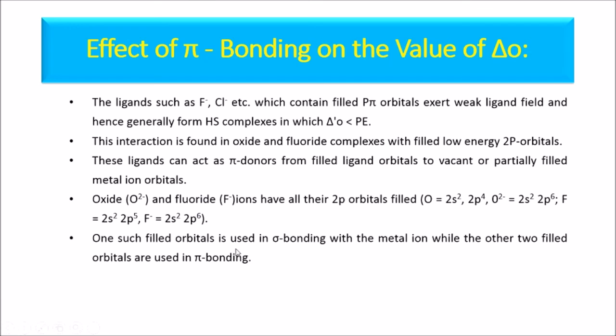One such filled orbital is used in sigma bonding with the metal ion, while the other two filled orbitals are used in pi bonding. This type of interaction is found in the hexachloromagnesate 4 minus ion complex. This is octahedral geometry, and the chloride ion acts as a sigma donor and pi donor, and it results in a high spin complex.